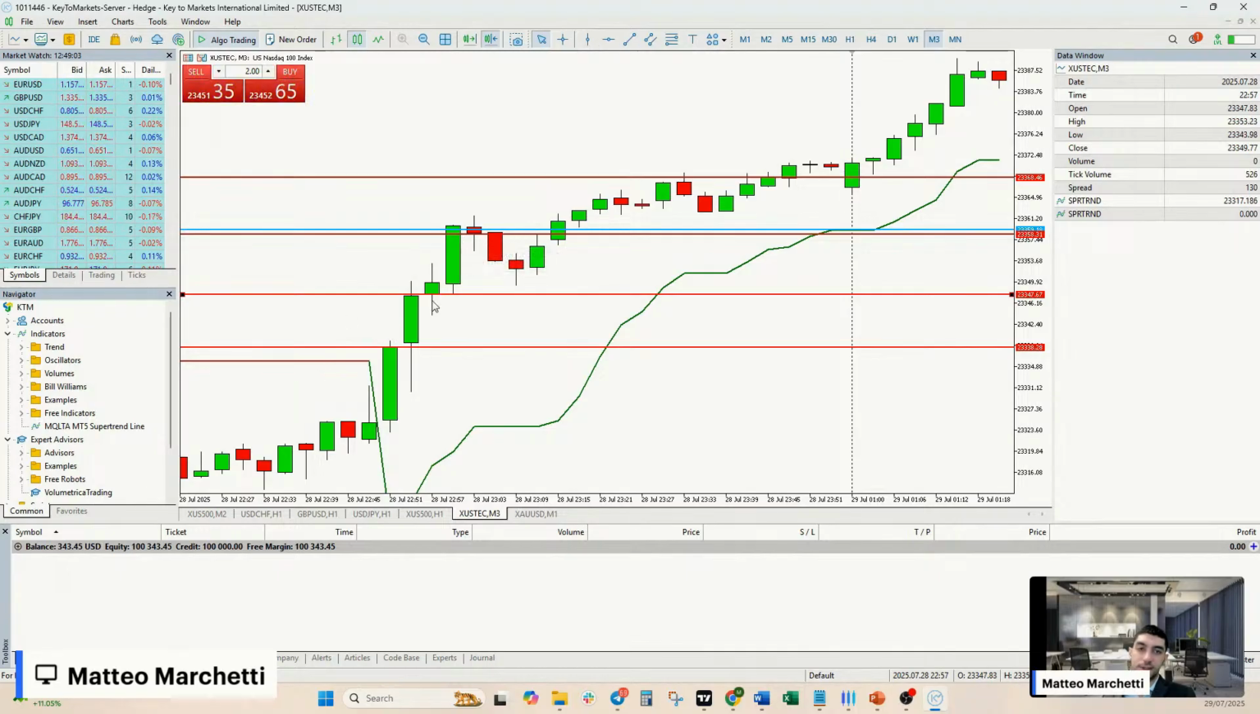I mean, you have 10 points with the first trade. With the second trade, actually, you have 10, 20, 30, at least 30 points. Okay. So this is the strategy. This is pretty much the strategy.